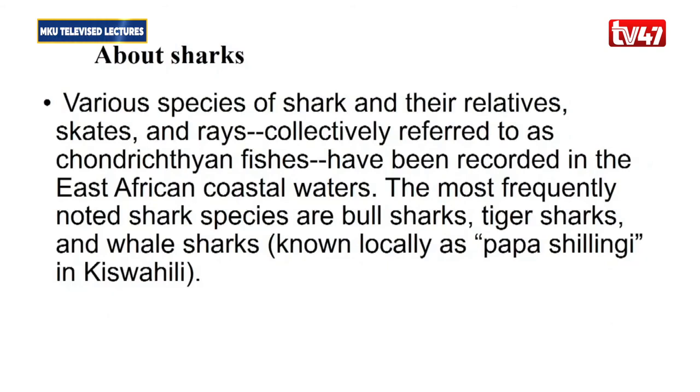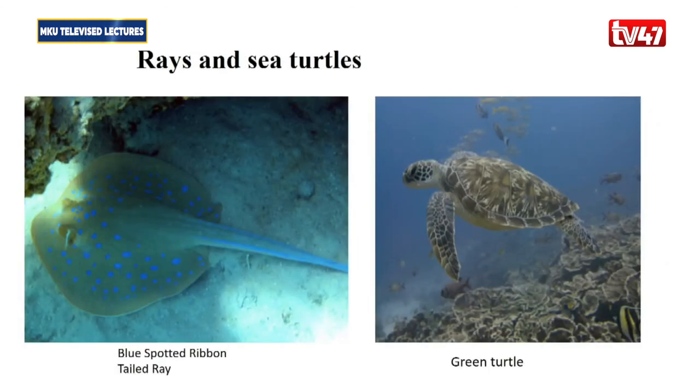Various species of shark and their relatives, which are normally called skates and rays, collectively referred to as chondrichthyan fishes, have been recorded in the eastern African coastal waters. The most frequently noted shark species are bull sharks, tiger sharks, and the whale sharks. And as you all know, those Swahili people along the coast call them Papa Shilingi in Swahili, or just Papa.